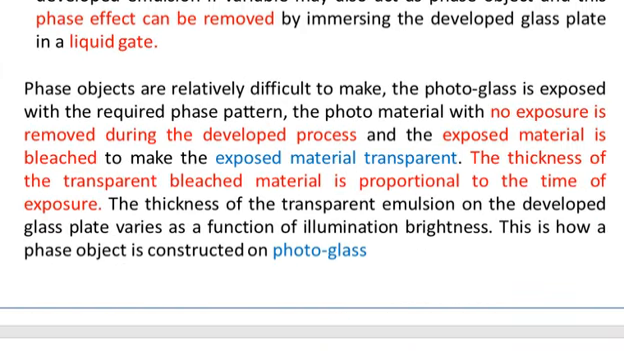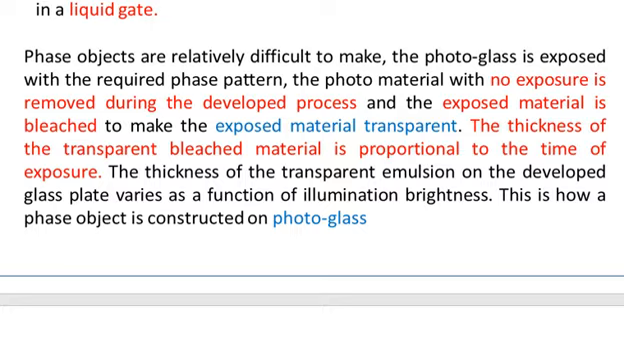Phase objects are relatively difficult to make. The photoglass is exposed with the required phase pattern. The photomaterial with no exposure is removed during the developing process, and the exposed material is bleached to make it transparent. The thickness of the transparent bleached material is proportional to the time of exposure. The thickness of the transparent emulsion on the developed glass plate varies as a function of illumination brightness. This is how a phase object is constructed on a photoglass.